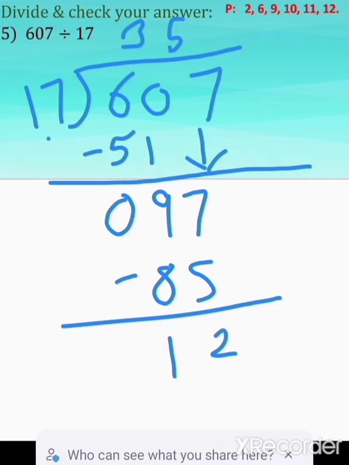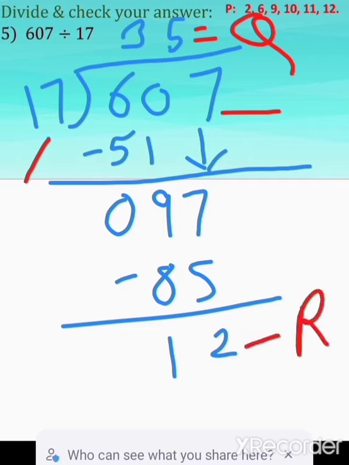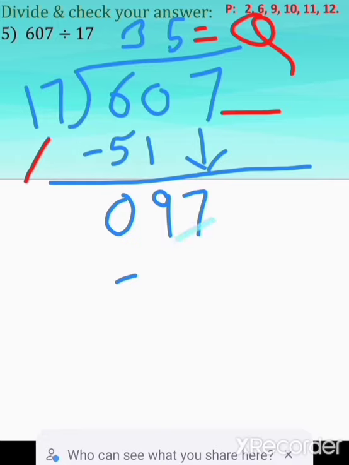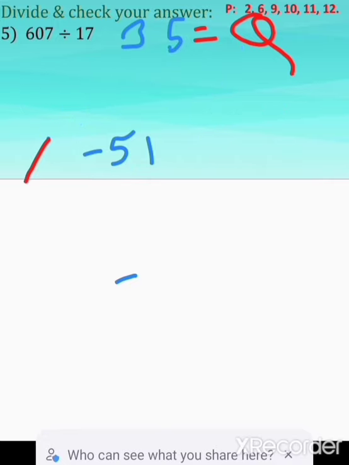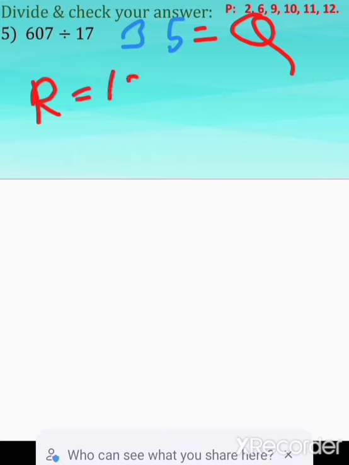Here my quotient is 35, right? My divisor is 17, dividend is 607, and my remainder is 12. Now how am I going to do the checking? See, everyone see, just remember the remainder. Question 2 I have already written. Remainder is my 12. I'll go for the formula. What does the formula say? What does the algorithm say?